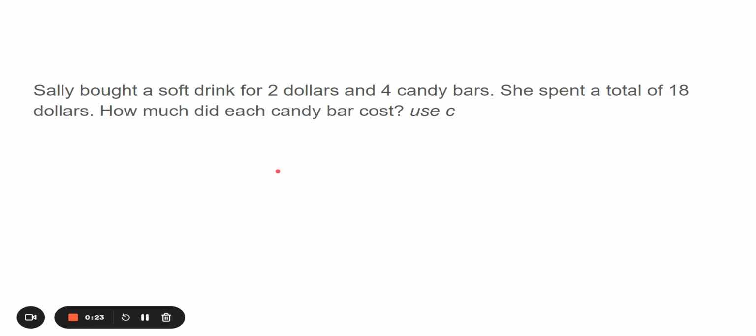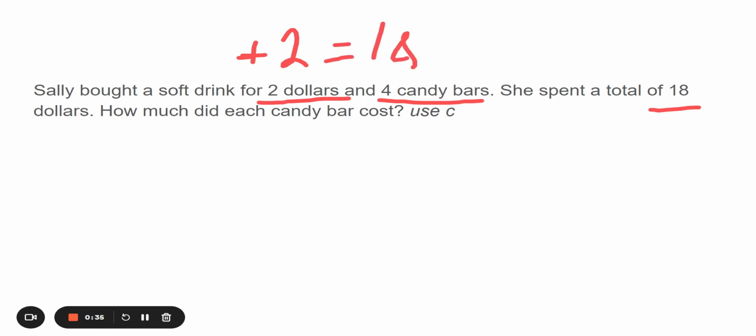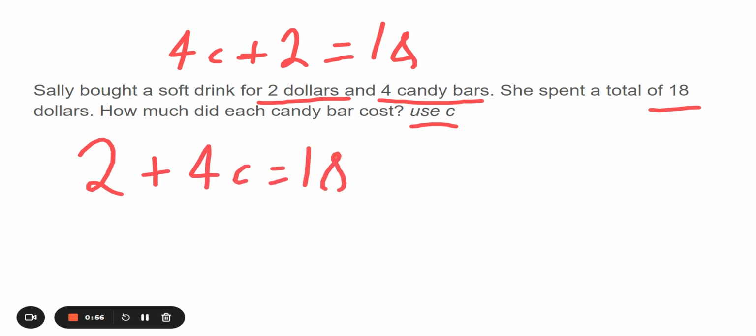It says Sally bought a soft drink for $2 and 4 candy bars. So bought a soft drink for $2, I'm going to put plus 2. She spent a total of $18, I'm going to take that to mean equals 18. How much did each candy bar cost? We're going to use C. So she bought 4 candy bars. Each candy bar obviously costs the same amount, so I'm going to put that to be 4C. So 4C plus 2 equals 18. You could also put it like 2 plus 4C equals 18. This would also be acceptable.